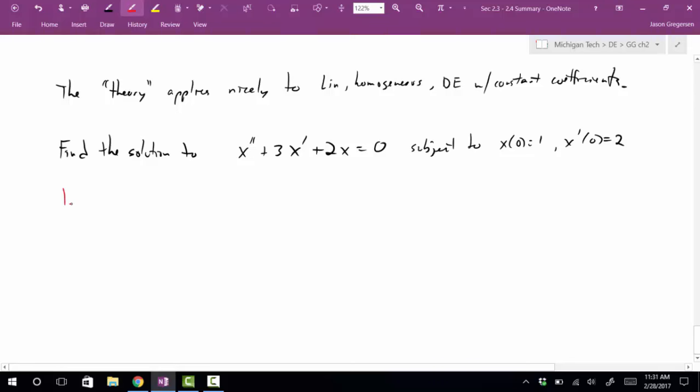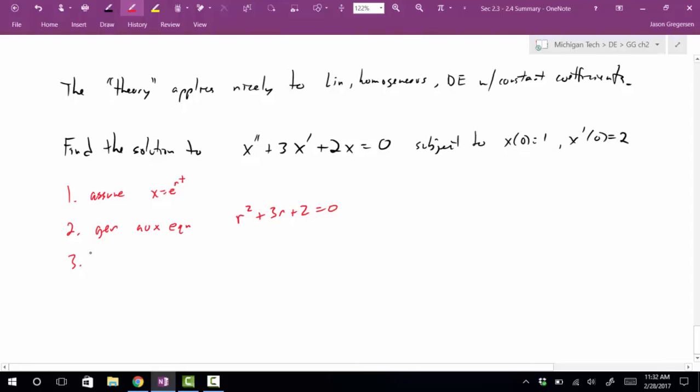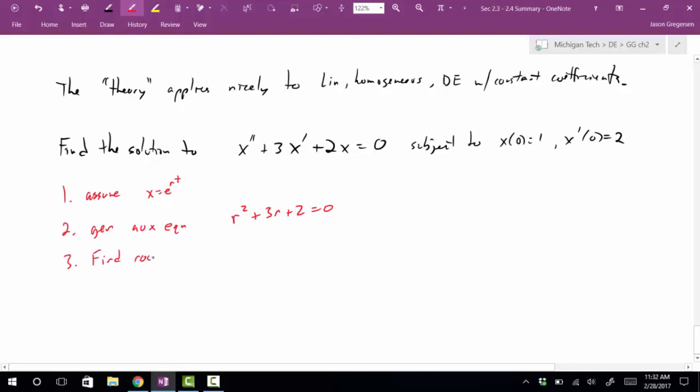All right, step one. Assume x equals e to the rt as a solution. Step 2, generate our auxiliary equation. r squared plus 3r plus 2 equals 0. Step 3, find the roots. Well, this guy factors into (r plus 2)(r plus 1), which means I have roots r equals -2 and -1.